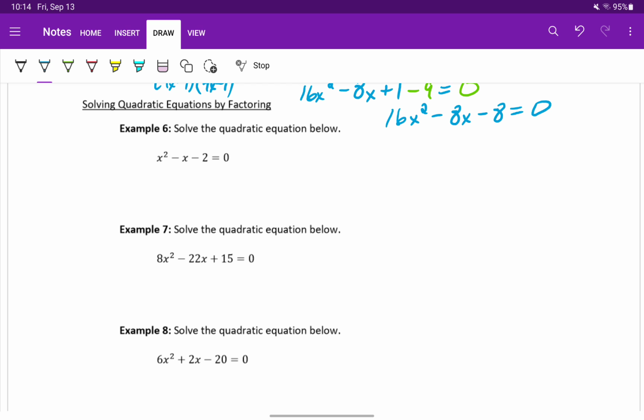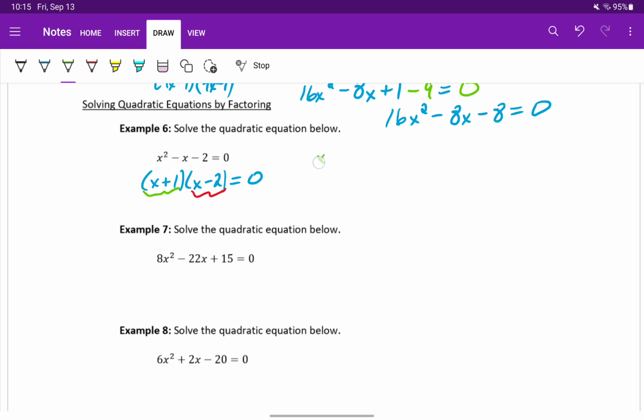For instance, in example 6, we have x squared minus x minus 2. That would factor as x plus 1 times x minus 2, still set equal to 0. And then to solve from here, we know that this equation will be equal to 0 if either x plus 1 is equal to 0 or x minus 2 is equal to 0, because then we'll be multiplying the other factor by 0, which will send that side of the equation to 0.